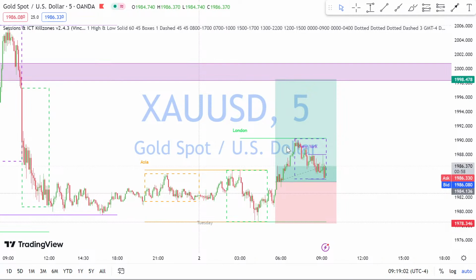Okay, so with that in mind, we always go back to our key premise of trading within kill zones. Okay, so you want to be doing your entries in your kill zone times: London open, New York open, London close, or Asia.